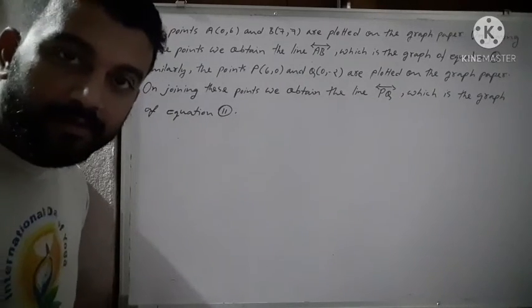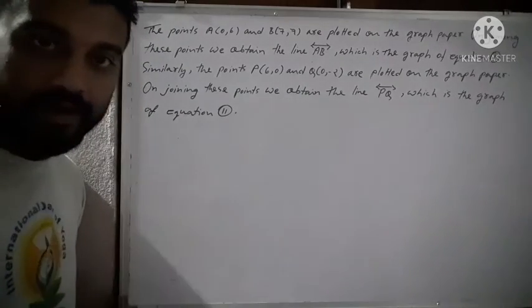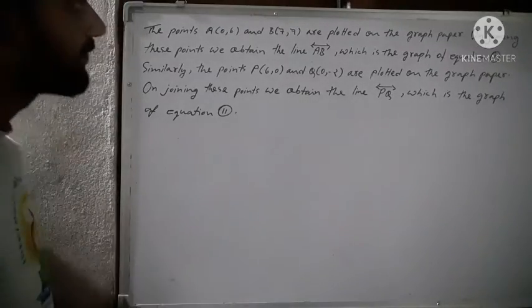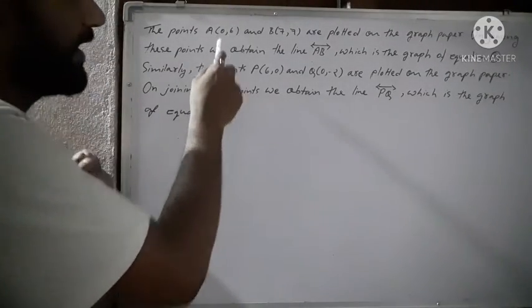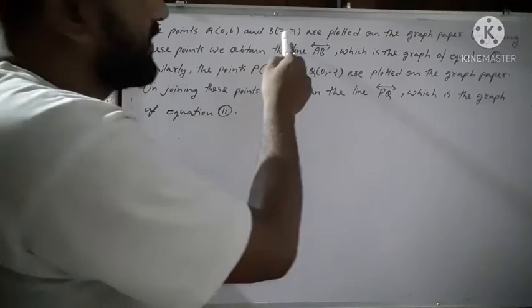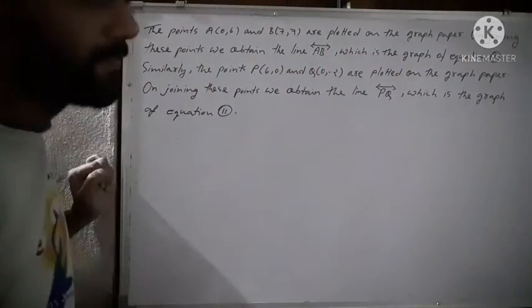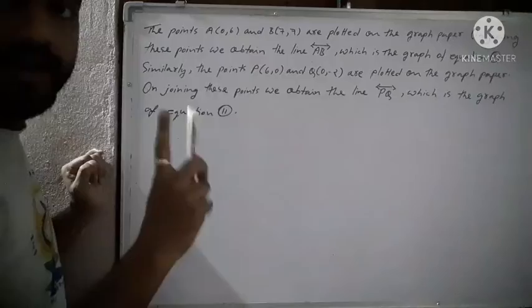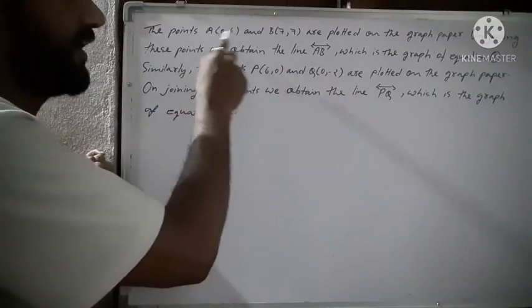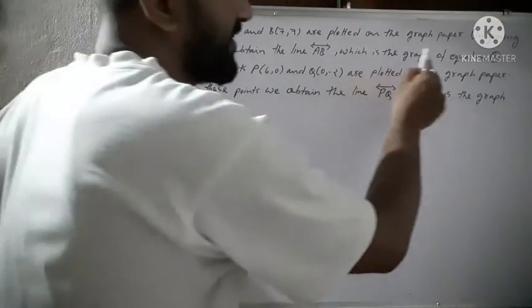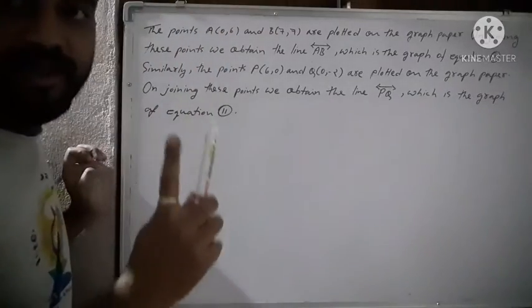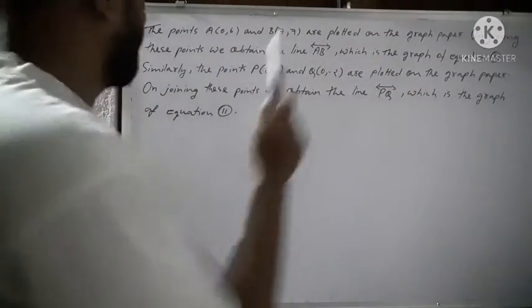After plotting the graph we need to write the following lines. The points A (0, 6) and B (7, 7) are plotted on the graph paper. On joining these two coordinates we obtain the line AB, which is the graph of equation 1. So this AB line is the graph of equation 1.